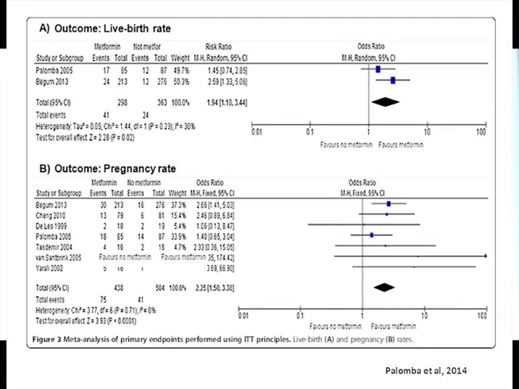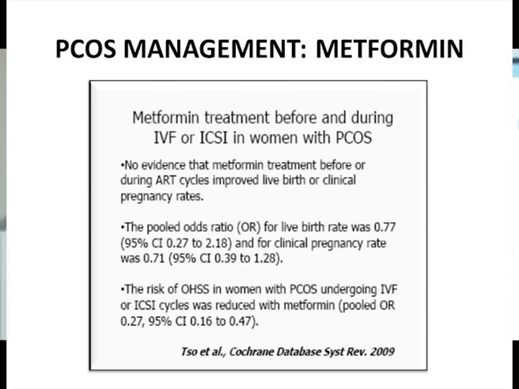In summary, when we talk about metformin before and during IVF for women with PCOS, there is no evidence that metformin will improve your live birth rates, that's for sure. But what we know recently is that there's more evidence to say metformin patients will have lower incidences of ovarian hyperstimulation syndrome. So it might be a very influential or a perfect strategy to reduce OHSS by giving a patient with PCOS metformin while you're going to induce them for an IVF or ICSI cycle.